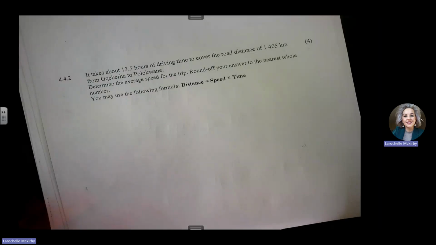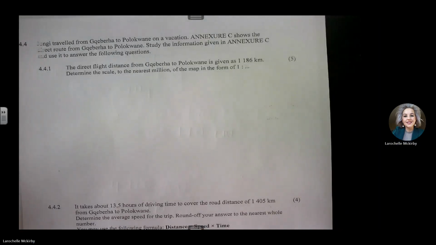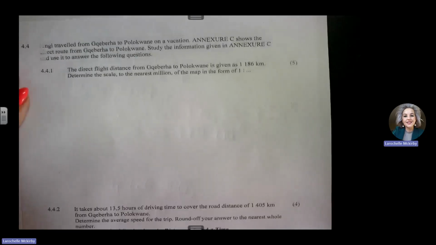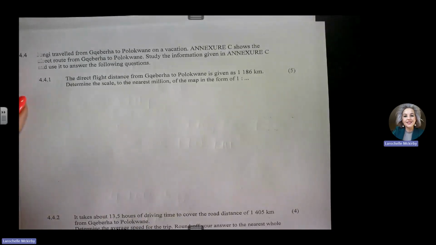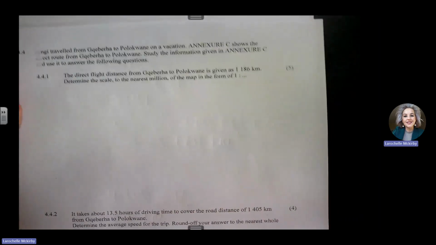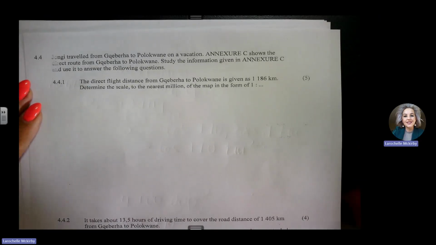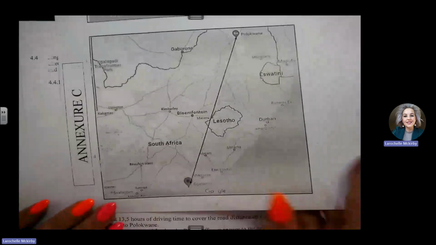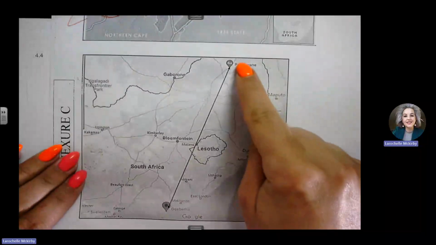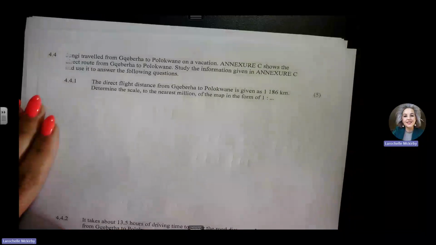Let's work on one quick more map question that has some distance, time, and speed in as well. I think that is quite important. So 4.4. Jongi traveled from Kebega to Polokwane on vacation. Annexure C shows the direct route. Annexure C is close to Annexure A. Yes, there is Annexure C. And I see the direct route is already drawn in Polokwane, Kebega.